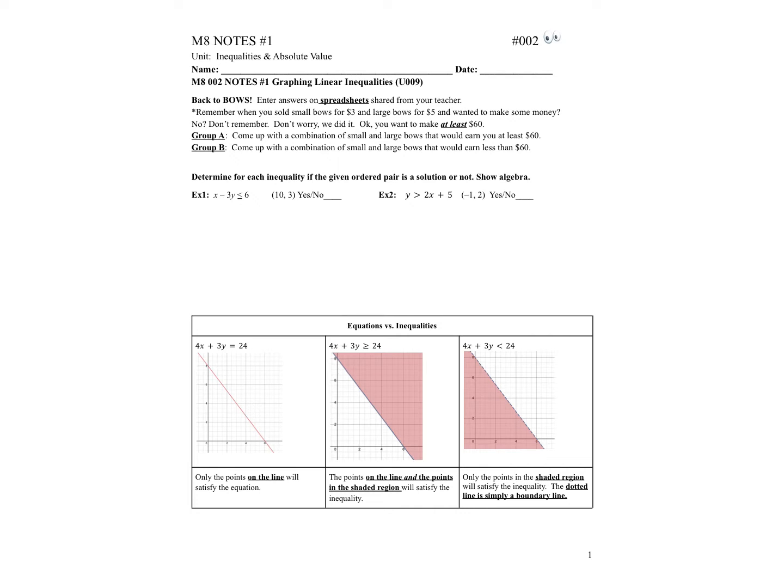Remember when you sold small bows for $3 and large bows for $5 and wanted to make some money? No, don't remember? Don't worry, we did it. Okay, you want to make at least $60. So group A, come up with a combination of small and large bows that would earn you at least $60. And group B, see if you can come up with a combination of small and large bows that would earn less than $60. And then your teacher will direct you for the discussion on this.